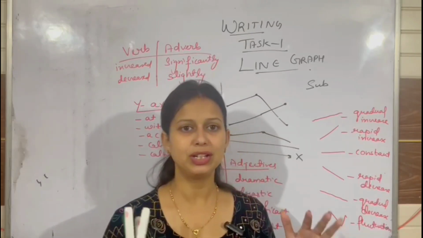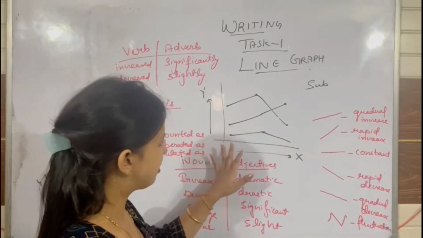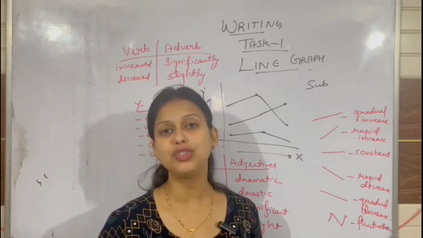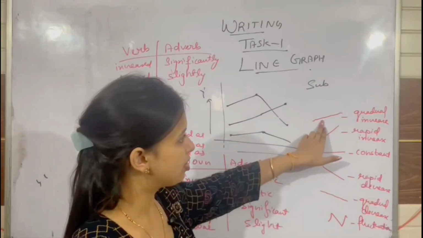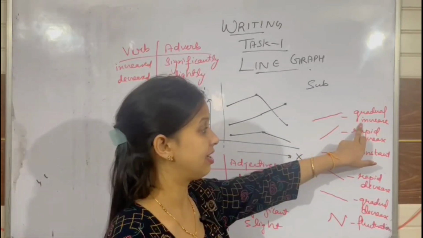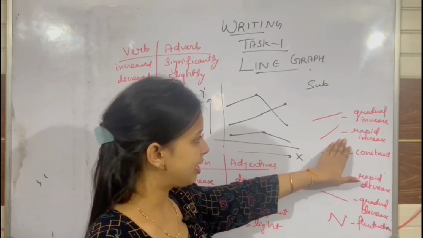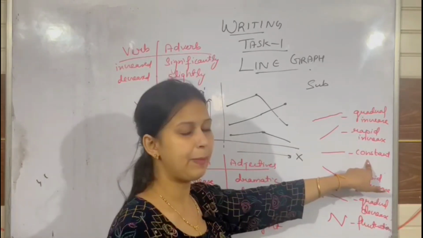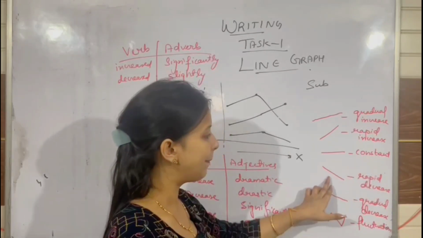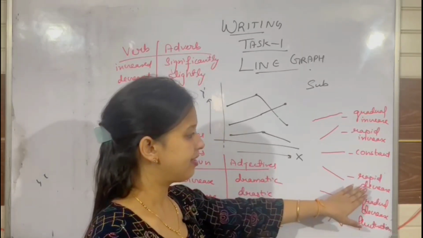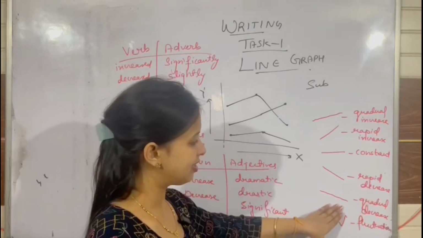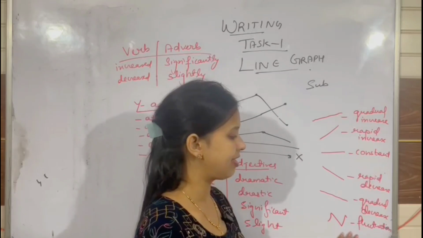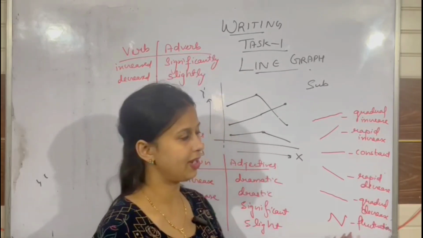If I talk about the line graph, it is this kind of graph. We use basic terminologies for line graphs. This increase we call a gradual increase. We use this as a rapid increase. This kind of line represents a constant figure. This type of line depicts a rapid decrease. Here it is a gradual decrease, and this kind of increase, decrease, and again increase, we call fluctuation.